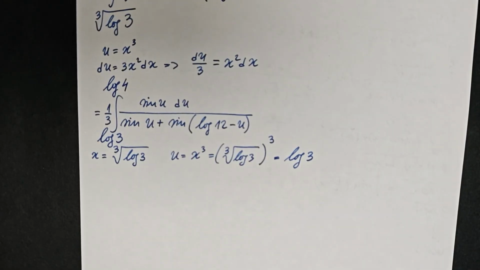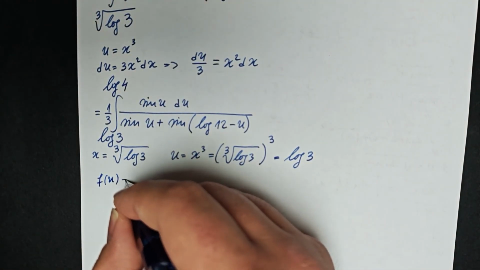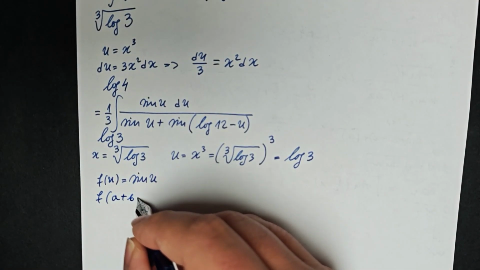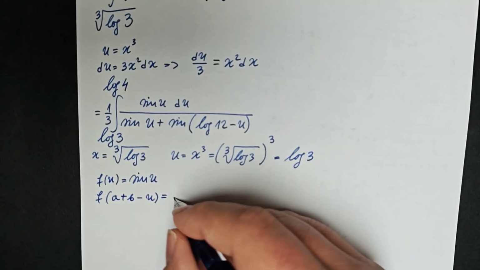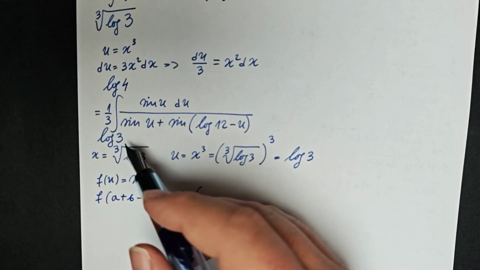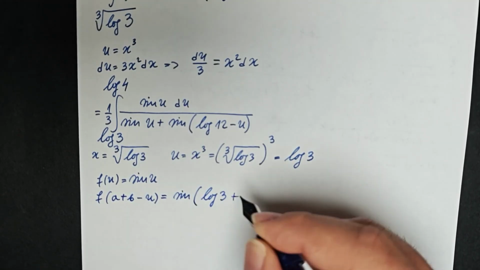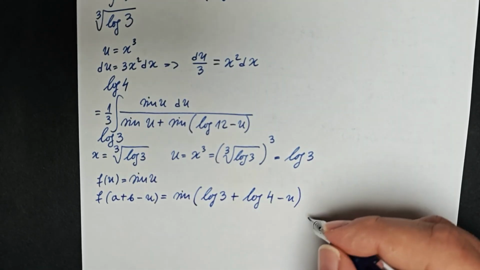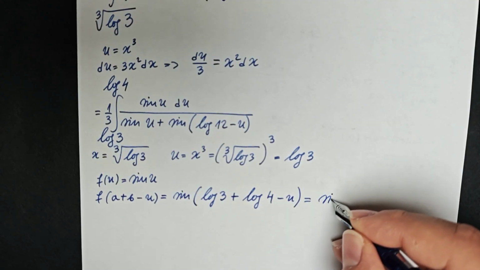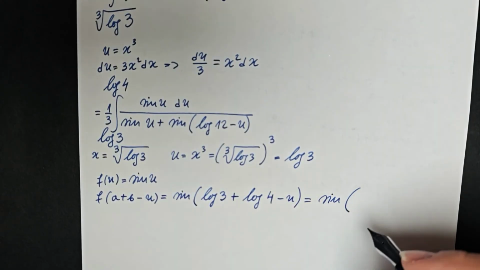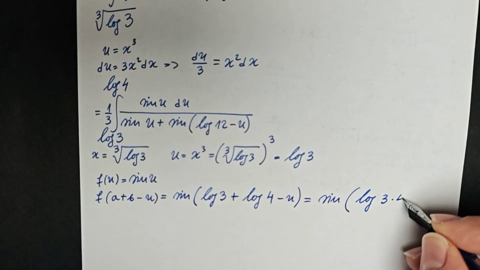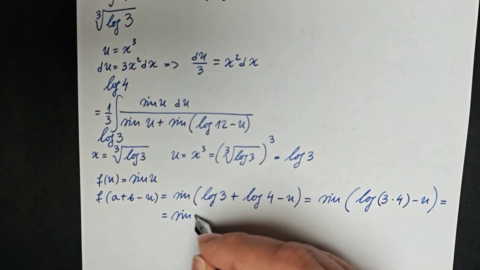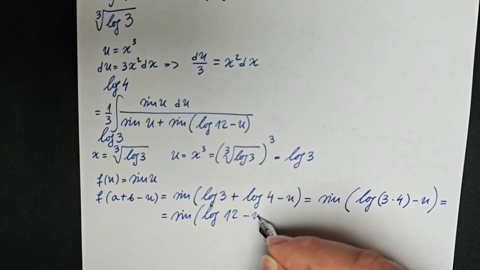We are now going to take that the function f(u) is equal to sine of u. The question is, what is f(a + b - u)? Well, that is equal to sine of a, the lower border, log 3, plus b, the upper border, log 4, and minus u. We are going to use the rules of logarithm, and this becomes log 3 plus log 4 is log of 3 multiplied by 4, minus u, and that is equal to sine of (log 12 minus u).